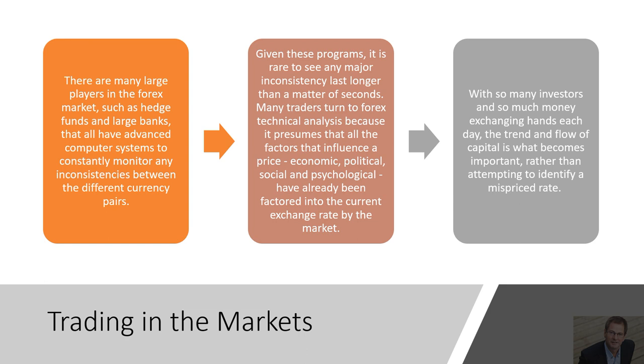So given all of these programs out there, it's hard or very rare to see that an inconsistency will last longer than a few seconds, because these computers for the big banks just jump in. If they see it and it does this, and this in their black box system, they just trade millions and millions of dollars and take advantage of that inconsistency. So by the time we're able to see it and enter the market, they've already taken advantage. They're actually coming out of the market while we're jumping in. So there's got to be a way that we can not compete with them, but make profit.